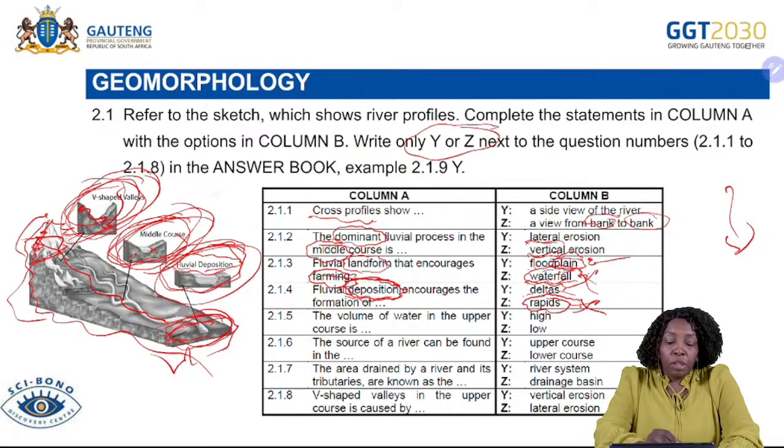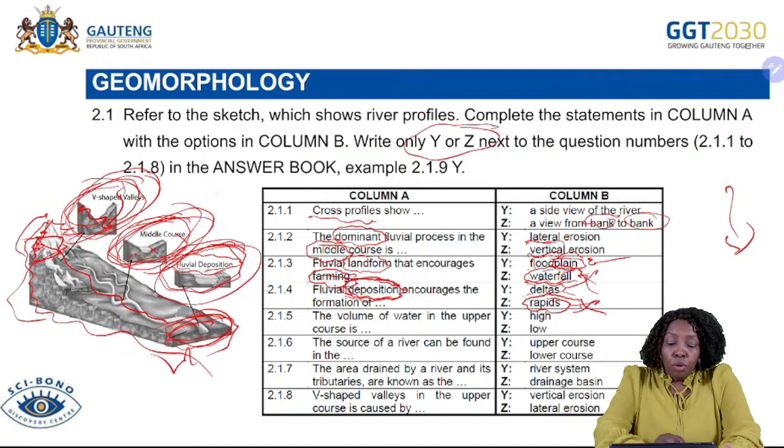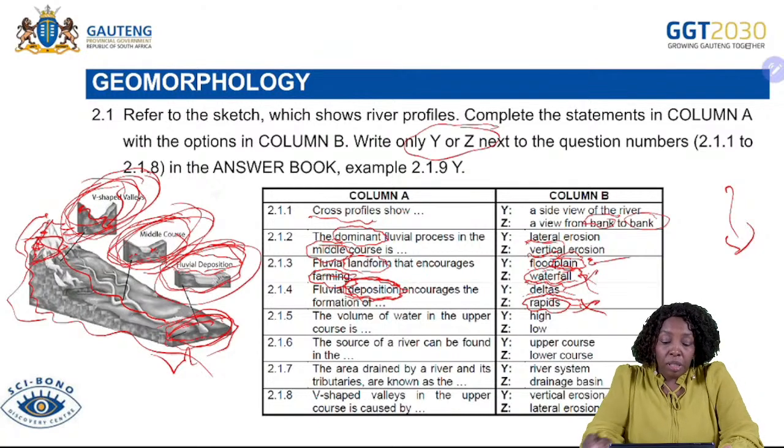The rapids, because rapids are found at the upper course of the river, and it is the landform that is formed over the uneven surfaces, formed as the river erodes into different gradients. So then we cannot take this one. So rapids are formed due to erosion. So your question here is talking about deposition. So you cannot choose that one.